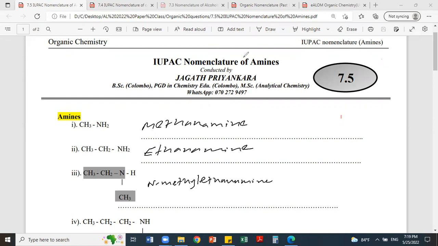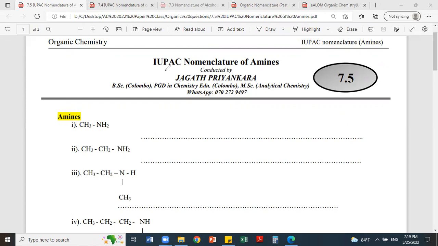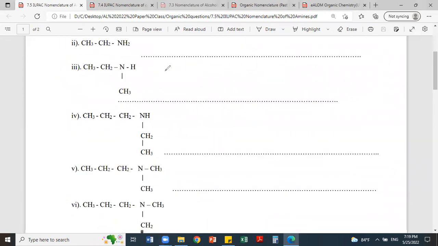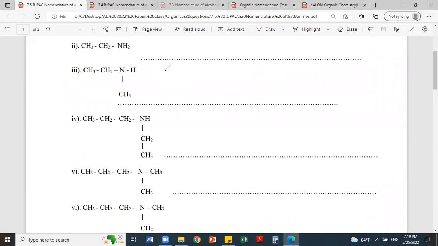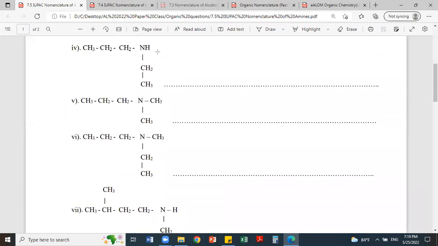Okay, done, right? Then next one, number 4. You can see this is the longest chain this side, that means propanamine, but to the nitrogen this ethyl group is attached. Then you write here N-ethyl propanamine.